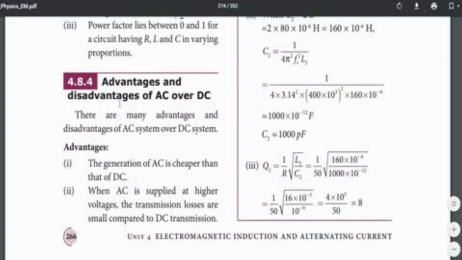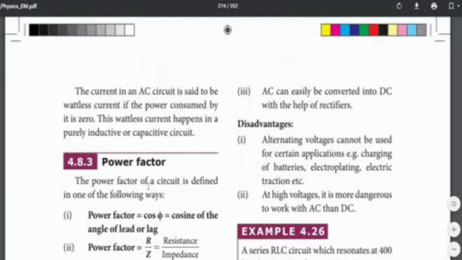Next thing is advantages and disadvantages of AC over DC. It's a very important 5 mark question. For you it is now a 3 mark question, which was asked in the public exam. So what are the advantages of AC? The generation of AC is cheaper than that of DC, it is much cheaper than DC. Similarly, AC is supplied at higher voltage, so transmission line losses are small. We saw this when we taught the transformer. So we can transmit it over long distances.